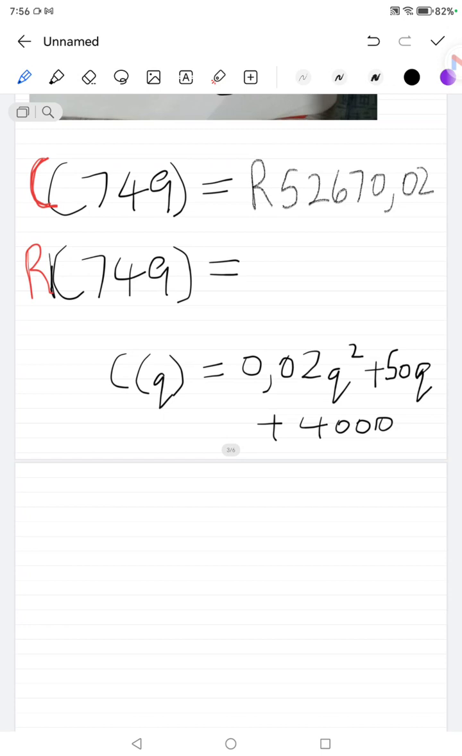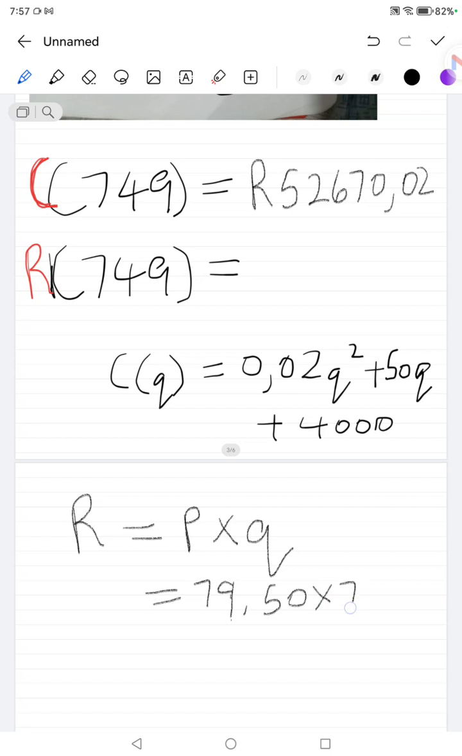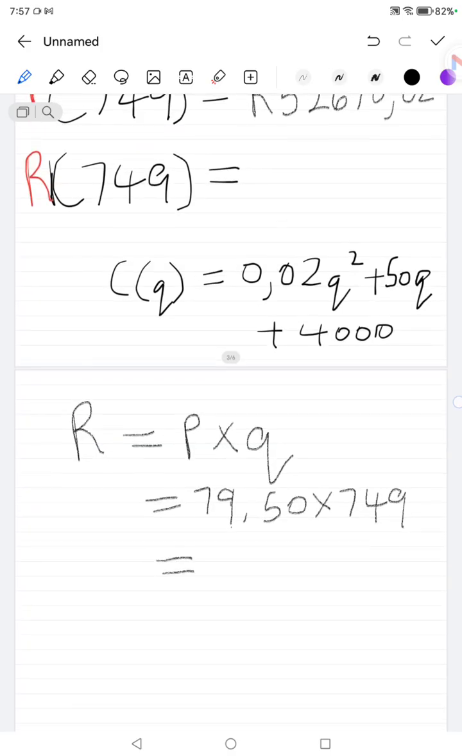Then okay, our revenue, you remember our revenue is the same as your price times your quantity. Then they said you are selling 749 items at a price of 79.50, so you have 79.50 multiplied by 749. What are you getting?